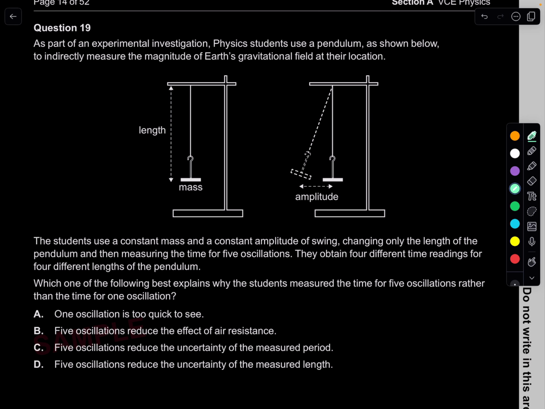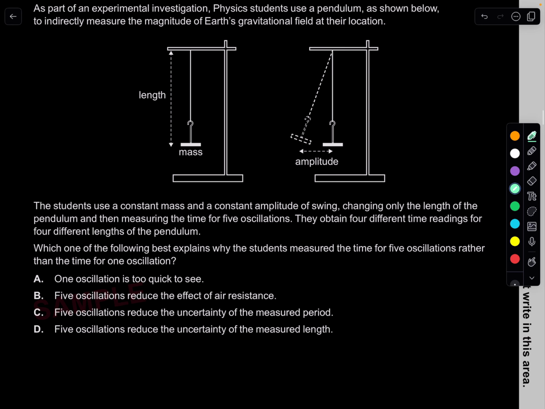Basically, this question is just the same as one of those old questions. I don't remember which exam, but it's basically similar. What it's asking is, why do we take 5 oscillations rather than 1? That's because we want to decrease uncertainty, to decrease random error. Is 1 oscillation quick to see? Not true, that's not the main thing. Nothing to do with air resistance. 5 oscillations reduce the uncertainty of the measured period.